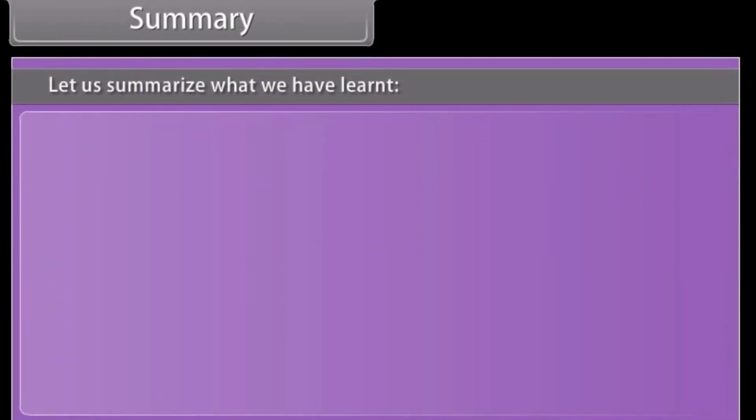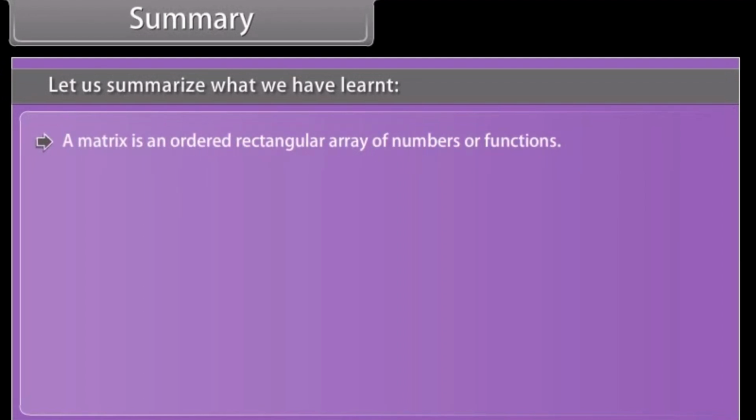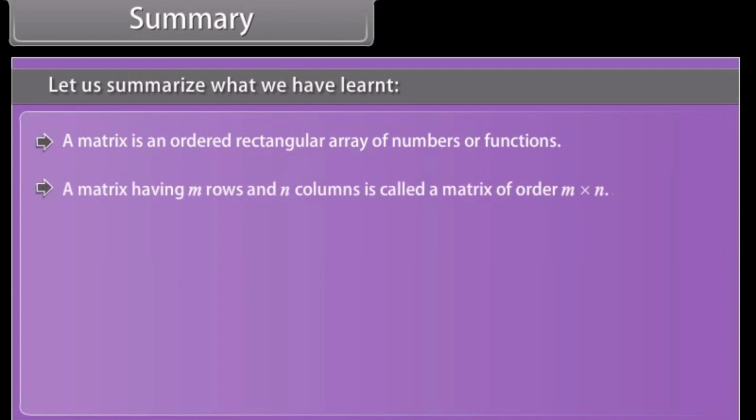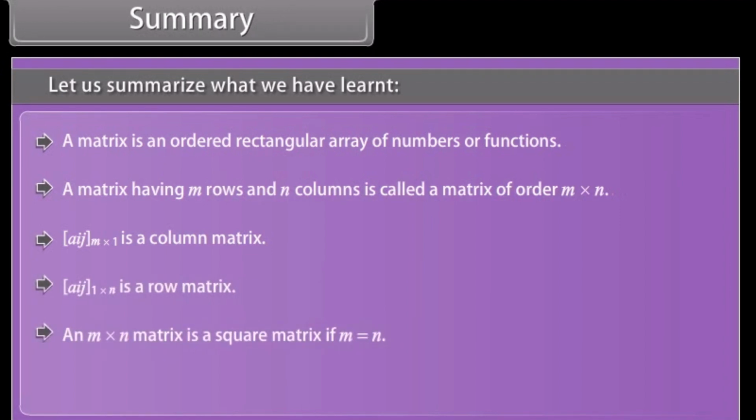Summary. Let us summarize what we have learnt. A matrix is an ordered rectangular array of numbers or functions. A matrix having m rows and n columns is called a matrix of order m by n. A_ij, m by 1, is a column matrix. A_ij, 1 by n, is a row matrix. An m by n matrix is a square matrix if m is equal to n.